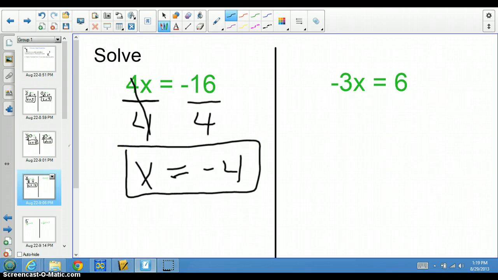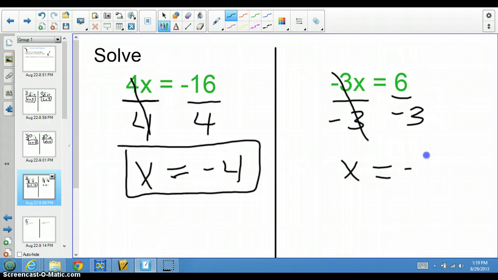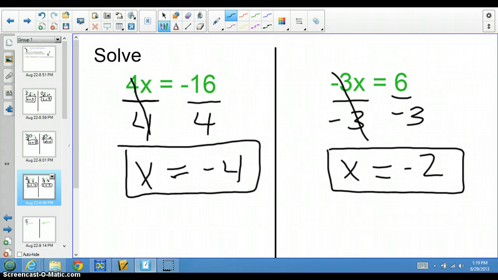So then this next one, it means negative 3x is negative 3 times x. So I have to do the opposite of multiplication and divide each side by negative 3. Remember, whatever you do to one side, you have to do to the other. So 6 divided by negative 3 is negative 2.